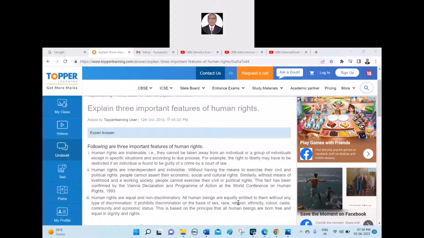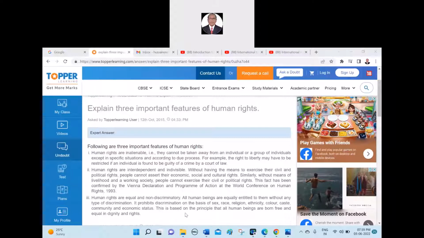All human beings are equally entitled to them without any type of discrimination. Children have the same human rights, and women, and old age people, even a eunuch, a third gender, have the same rights without any type of discrimination. It prohibits discrimination on the basis of sex, male, female, third gender, boy, girl, old age. Whatever the race, religion, ethnicity, color, caste or community, and economic status of a person, poor or rich, middle class, everybody will be given the same equal treatment under human rights.